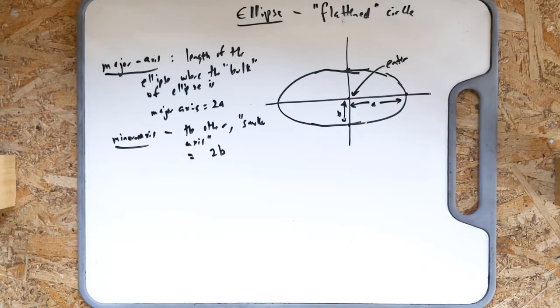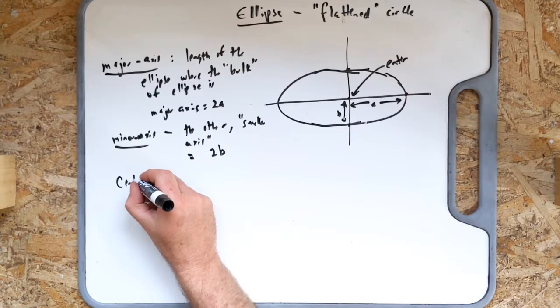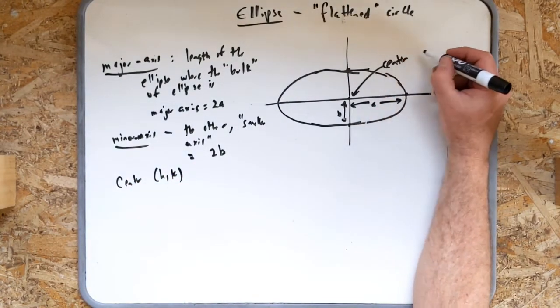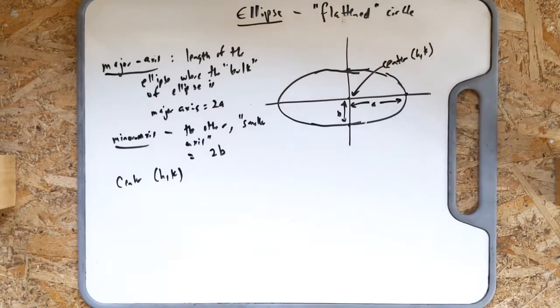Center we already defined, that's HK. I'll put that here as well. And that's right here. H comma K. Okay, a couple more definitions.